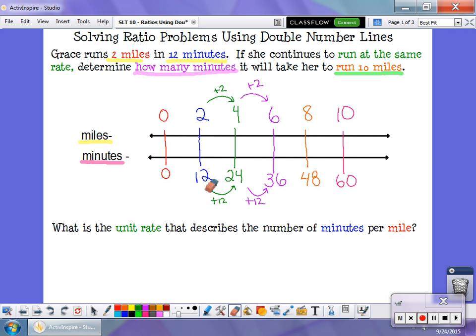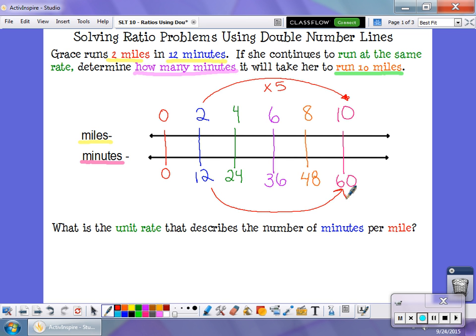Another way I could have done this is using what I know about multiplication. Every time Grace runs 2 miles, it takes her 12 minutes. Well, her running 10 miles is like saying she's running 2 miles 5 times. So I could have just done 2 times 5 to get my 10 miles. Every time she runs 2 miles, it takes 12 minutes, which means I'm going to have 5 groups of 12 minutes. So I could have done 12 times 5 to get my 60 minutes. Either way will give me the same answer.